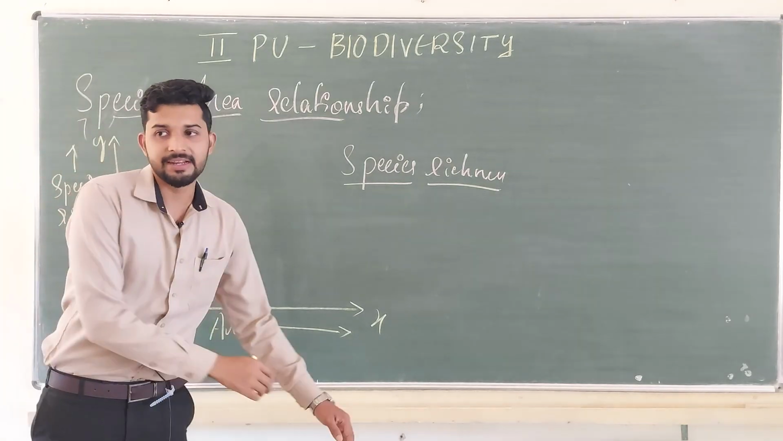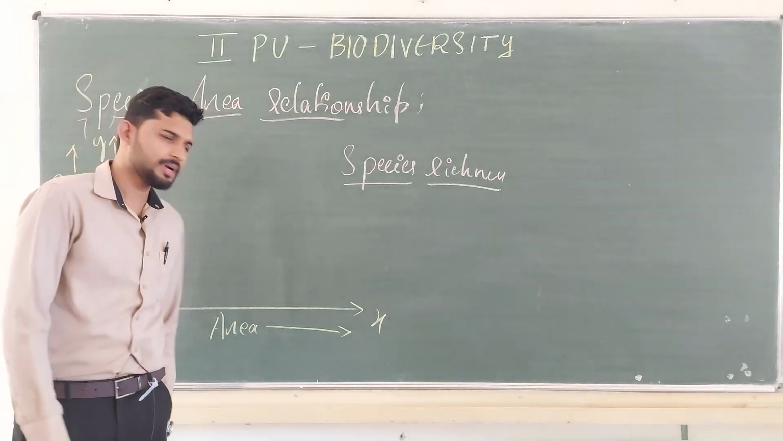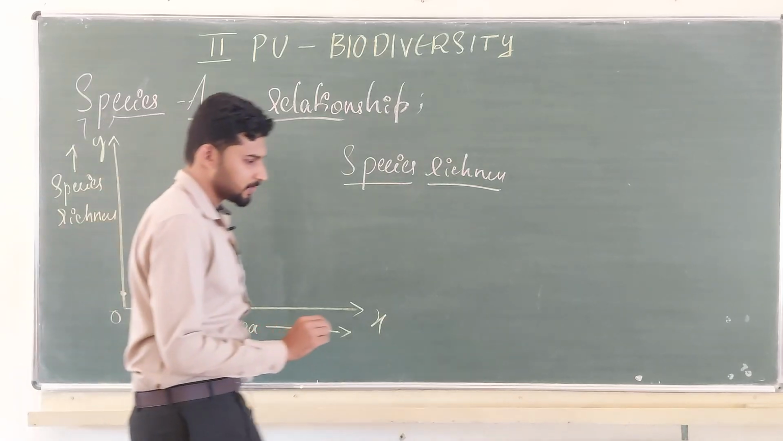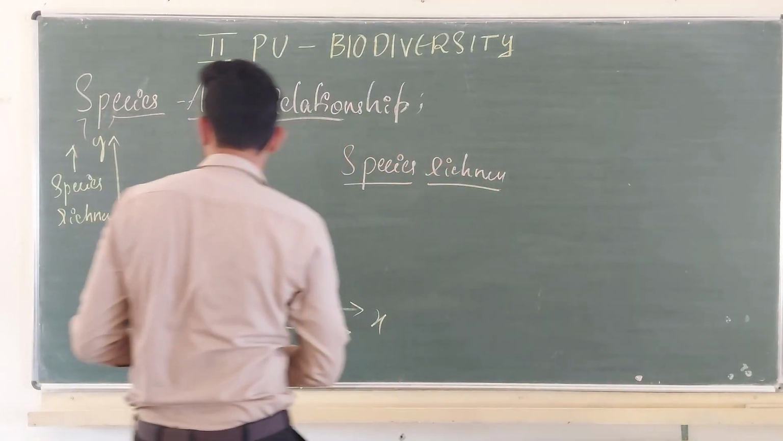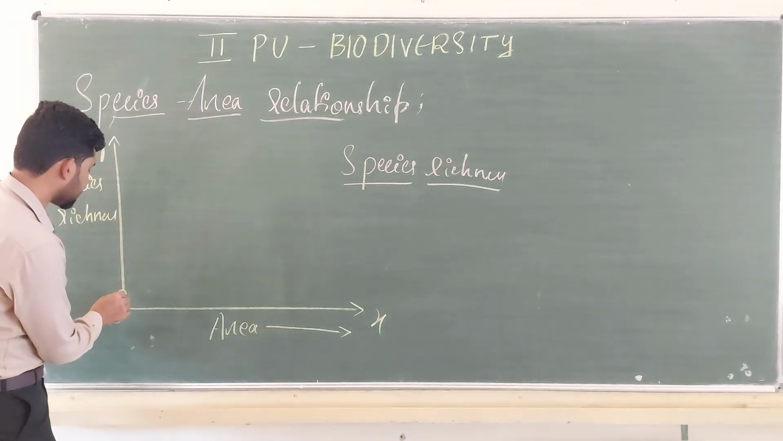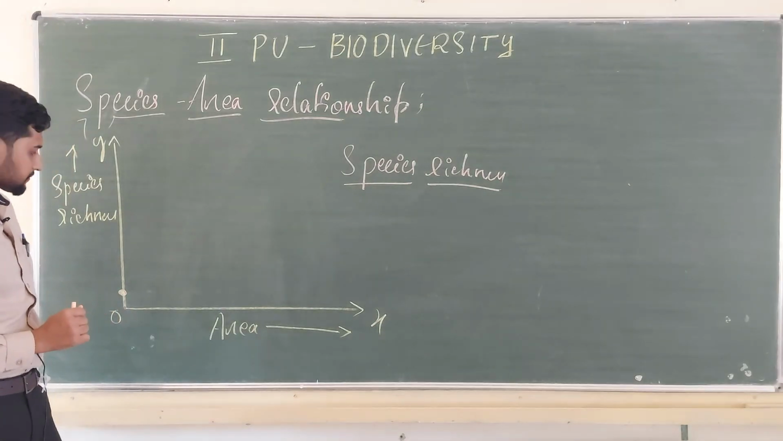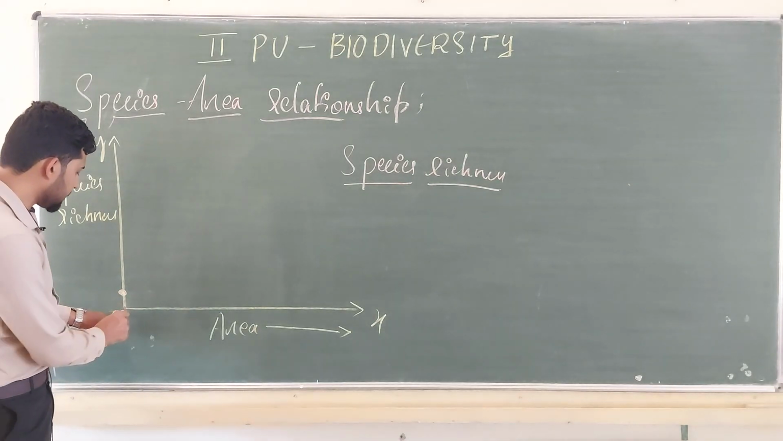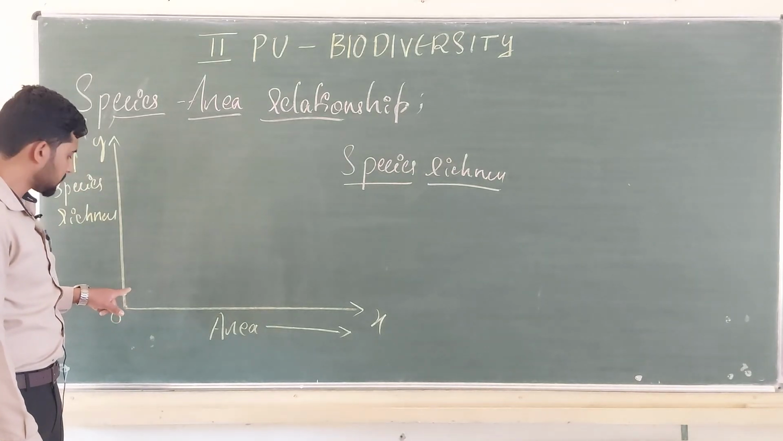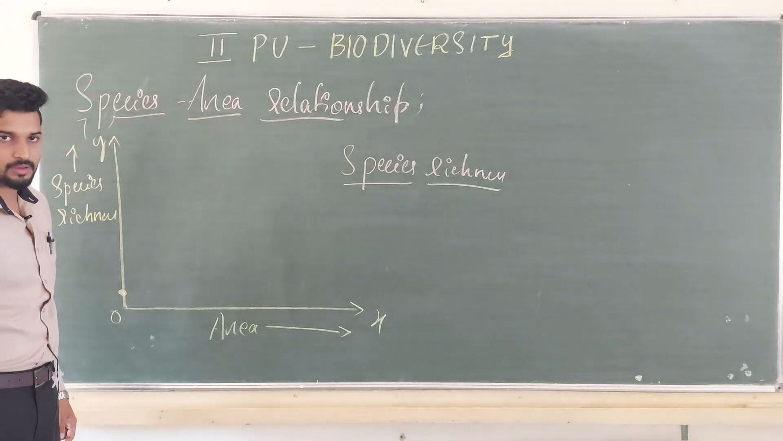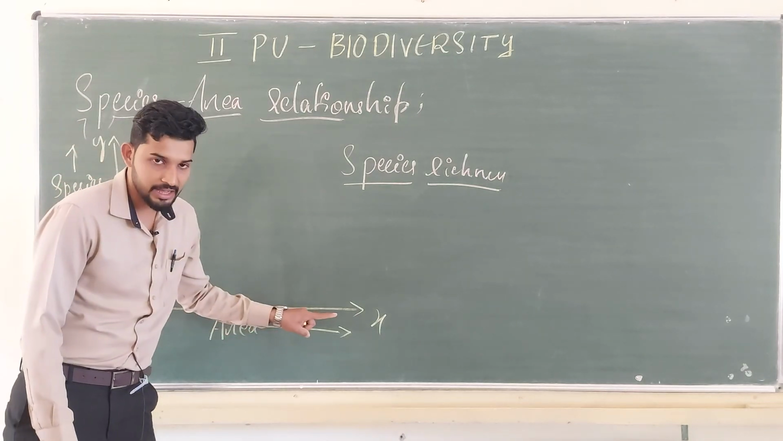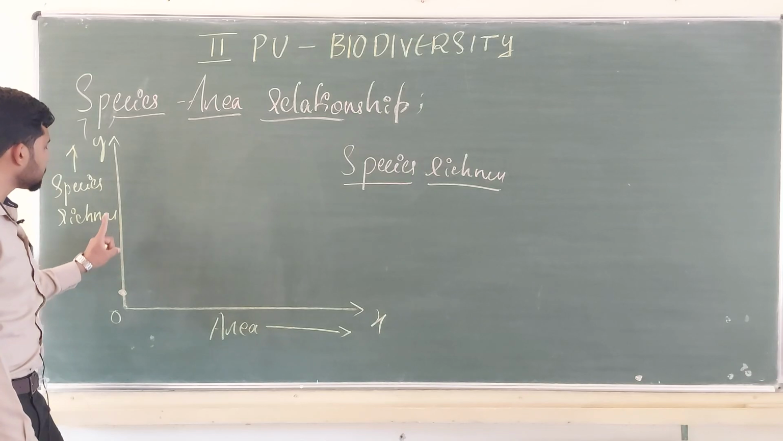Say in my particular region, at the initial time, I have a particular number of species. Say I start from here. I have a small number of organisms. At a particular area, this very small area, I have this much of a different species. As I increase the area, there should be an increase in the species richness, right?